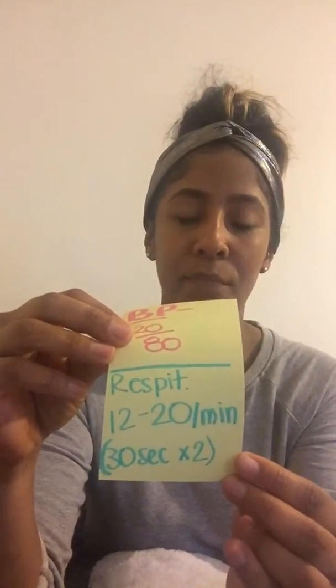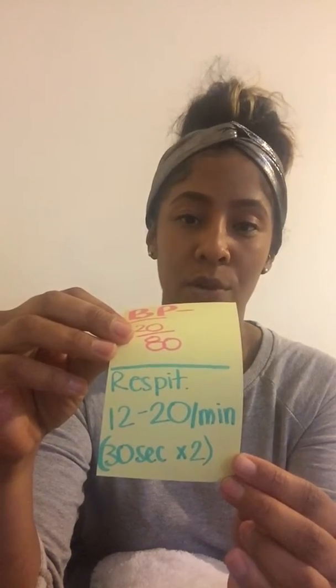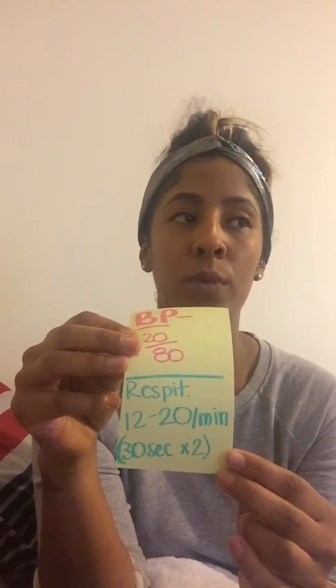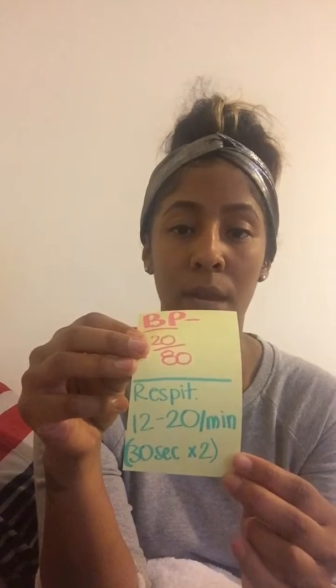The next one we have is respiratory. Respiratory, you want to have between 12 and 20 breaths per minute. So again, you can take this number.